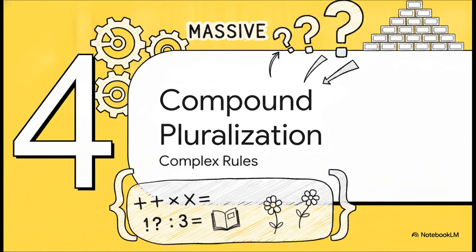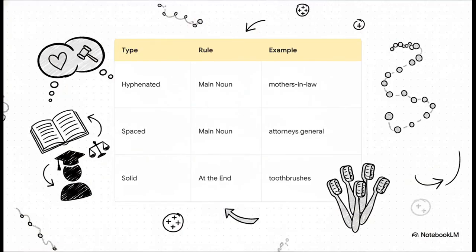Section 4. Complex compound pluralization rules. So compound nouns consist of two or more words working together to mean one thing. But making them plural, that confuses a lot of native speakers. The secret is to hunt for the head noun. That's the core word giving the phrase its primary meaning. For hyphenated compounds, you pluralize that main noun. A mother-in-law is primarily a mother, so the plural is mothers-in-law, even if it sounds like a law firm.